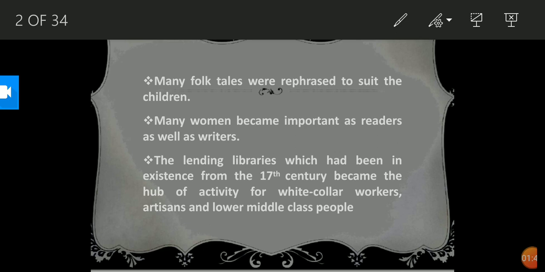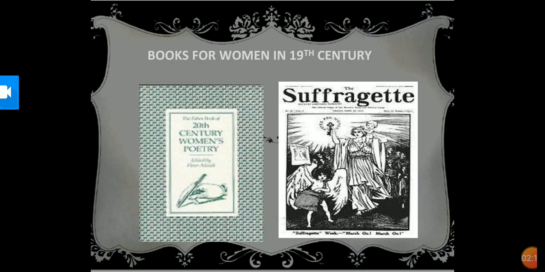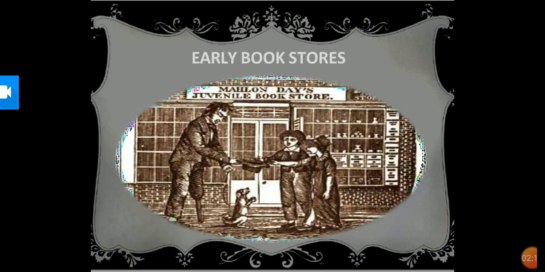Many women became important as readers as well as writers. Penny magazines were specifically meant for women, as were manuals which were teaching proper behavior and housekeeping. This is a front page of a magazine for the working class. These were the books for women. Early bookstores were looking like this in Europe.